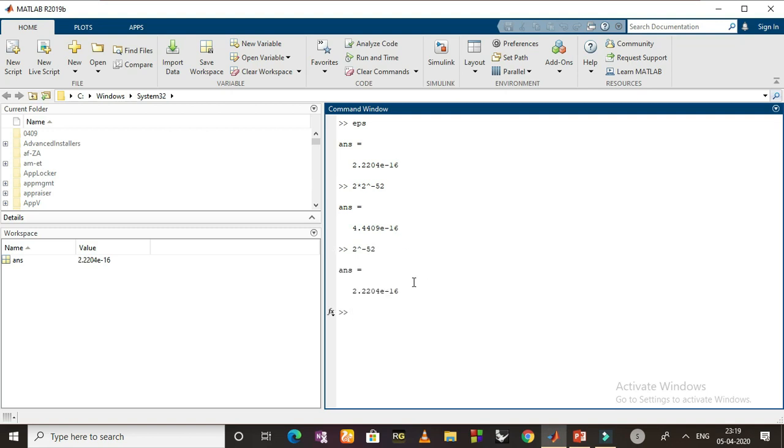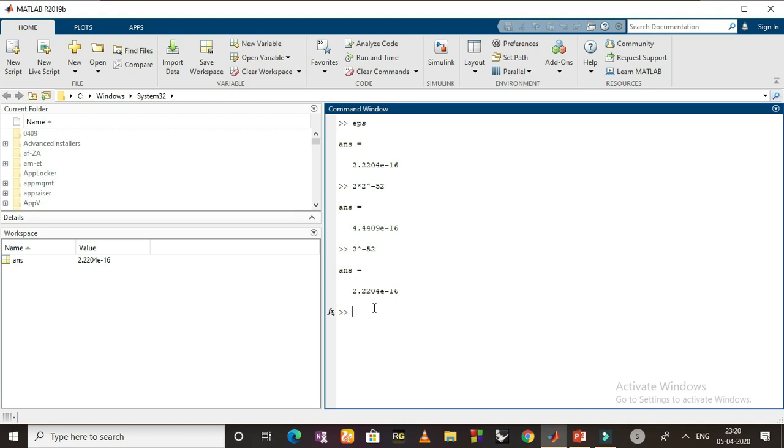So as you can see, let's ignore this particular command and focus on that one. The machine precision or least count of MATLAB is on the order of 10 to the power minus 16, and the number 2 raised to minus 52 gave the same value. Why did this happen? Because MATLAB uses double precision, so it has double values with a least value of 2 to the power minus 52.